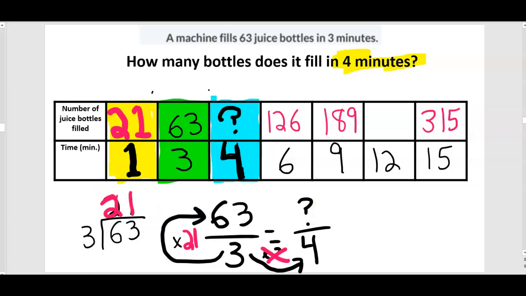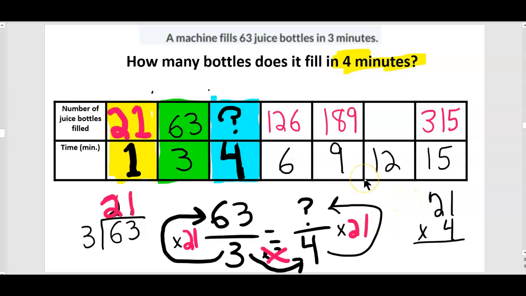So guess what we're going to do? Here's your hint. Whatever we did on this side, we're going to do over here. So we multiply this side by 21. And that'll give us 4 times 21, 84 again.